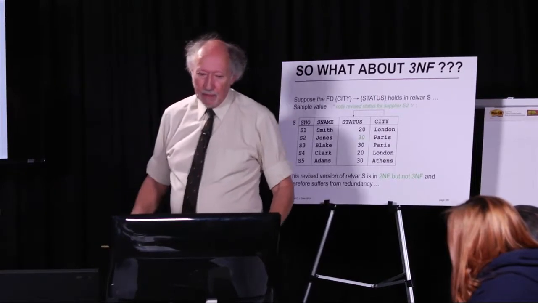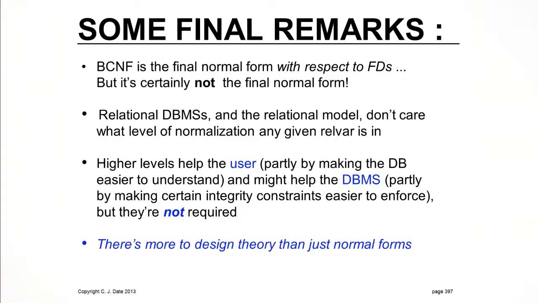A couple of final remarks. BCNF is the final normal form with respect to functional dependencies, but is not the final normal form. There are other kinds of dependencies which lead to other normal forms. So this is a huge topic in its own right. Secondly, let me repeat something I said at the beginning. Languages like SQL or Tutorial D, the relational model, individual database management systems don't care what level of normalization a given relvar is in. If a relvar is not in Boyce-Codd normal form, that makes life harder for the user.